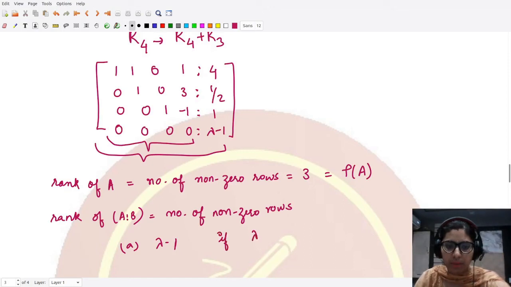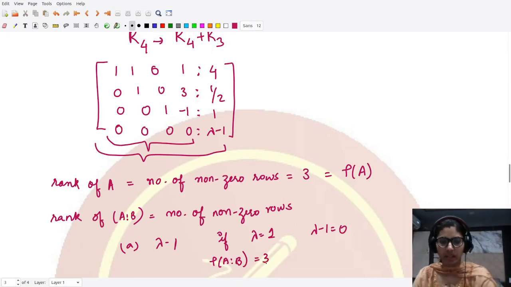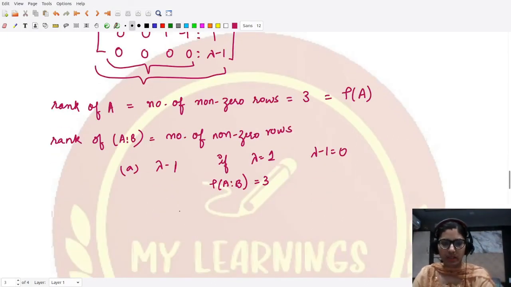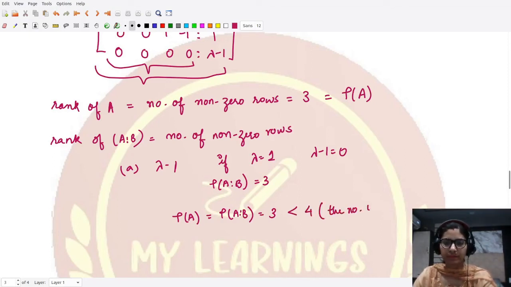If lambda is equal to 1, then you have lambda minus 1 is equal to 0. So that means the last row would be 0, and in this case the rank of A augmented B would be 3, right? If that is so, in this case your rank of A would be equal to the rank of A augmented B, and it is equal to 3, which is less than 4. And what is 4? The number of unknowns. So that means in this case you will have multiple solutions.